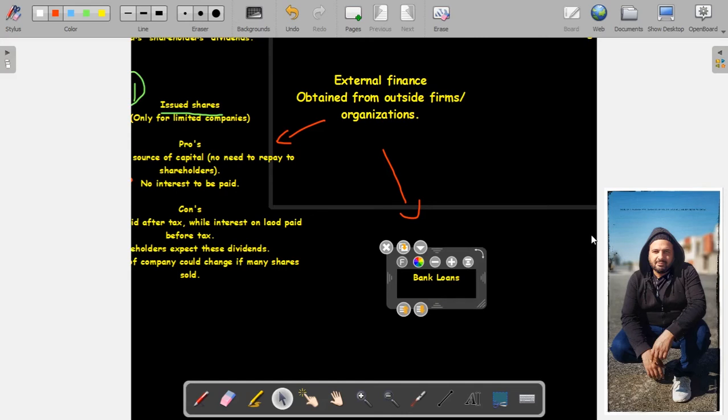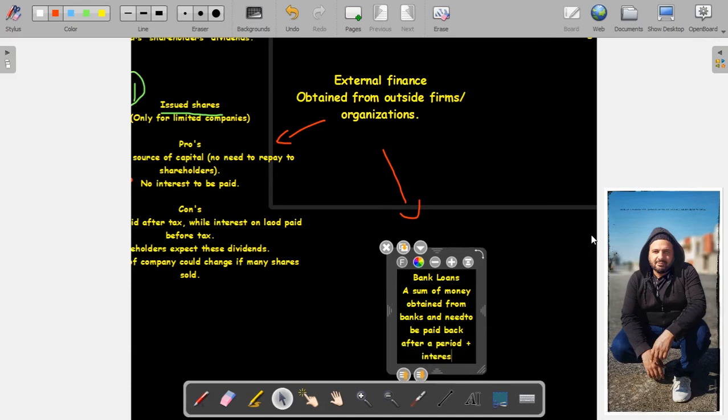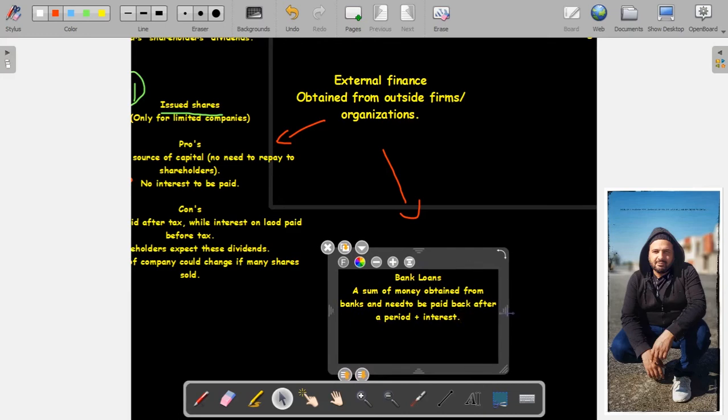So, a sum of money obtained from banks that needs to be paid back after a period, plus interest. This is just to define it very quickly.